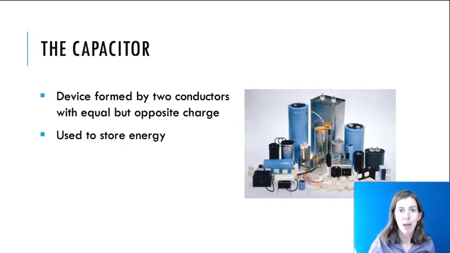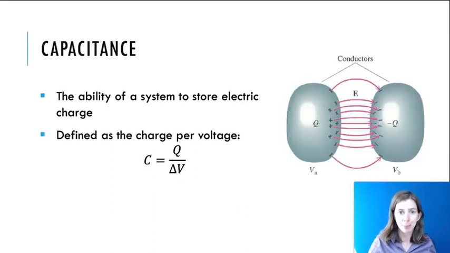Let's start off with the capacitor. So, what is a capacitor? It is simply two conductors with equal but opposite charge. That's all it is. They're used to store energy and also charge. By storing the charge, that's how they're storing the energy. So let's now look at capacitance.